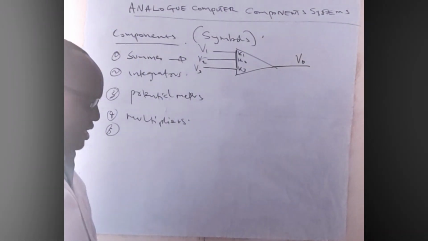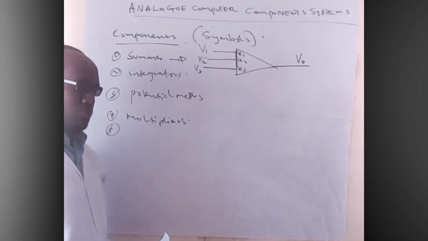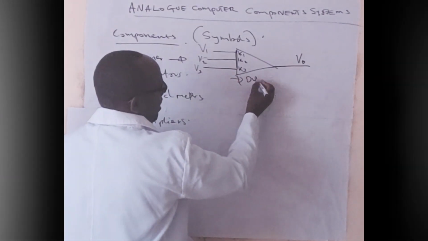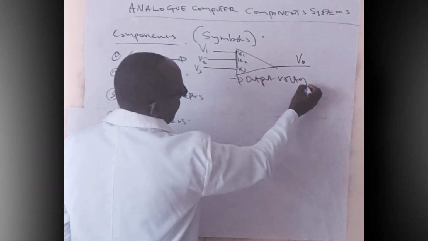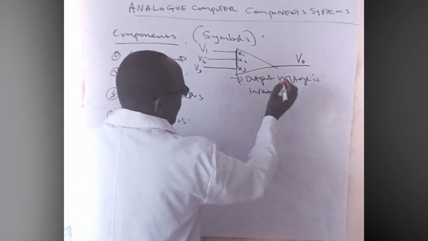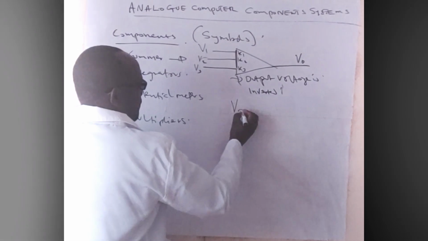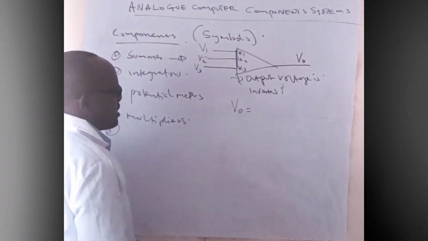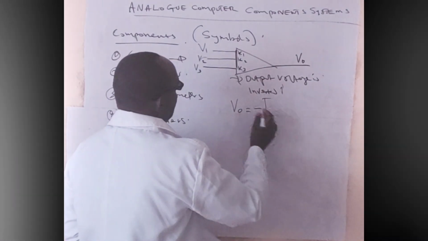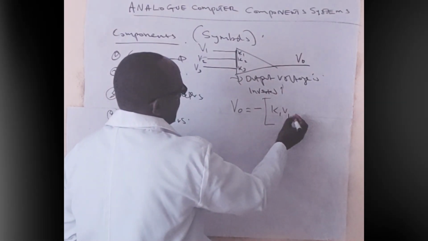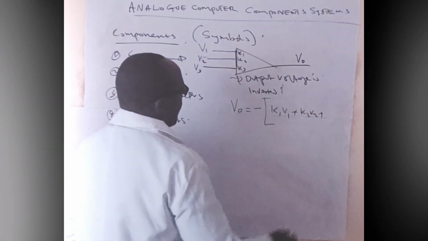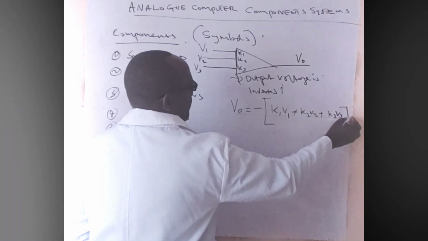And with this one, the output voltage is always inverted. So this means that V out, the output voltage, is going to be equal to negative K1 V1 plus K2 multiplied by V2 plus K3 V3.